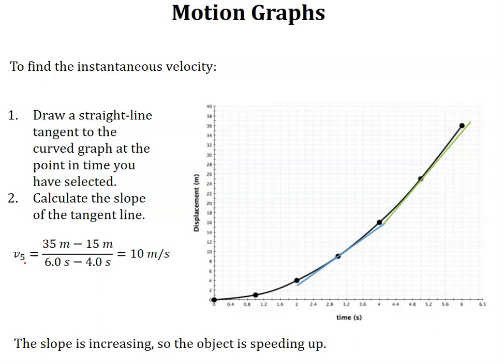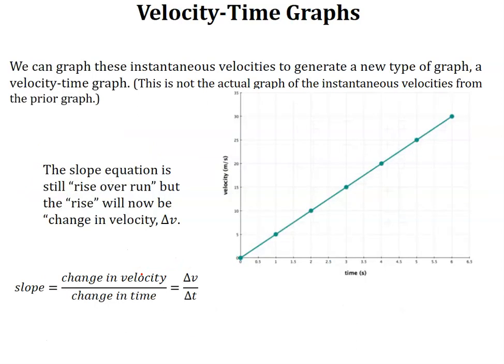Now, if I take another point in time, so here we're looking at t equals 5 seconds. And so at v5, I can calculate a velocity of 10 meters per second. So looking at the graph, you can see that the slope is increasing, but this now proves the slope is increasing, the velocity is increasing, so our object is speeding up in this example.